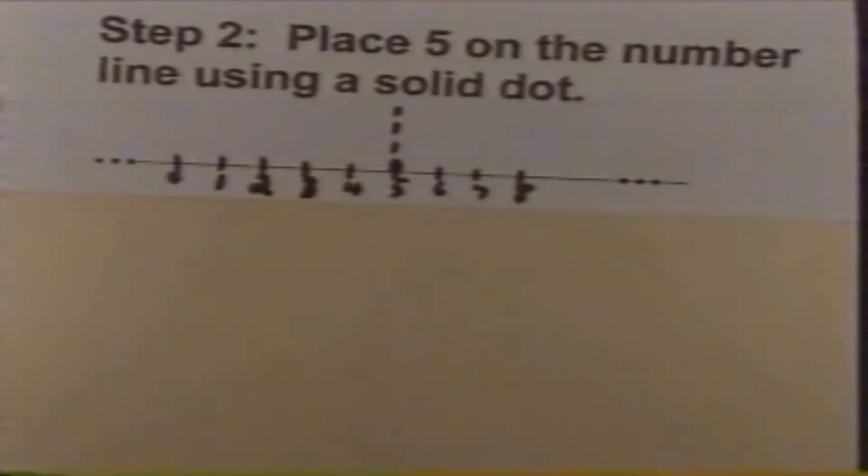So I put a solid dot on the number line at 5. And notice the boundary breaks the number line into 2 regions. The region below 5 and the region above 5.